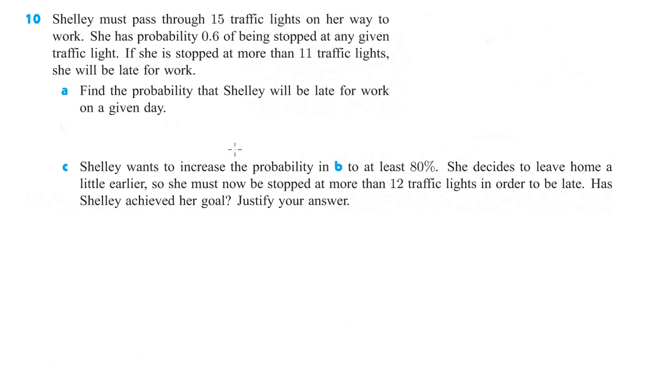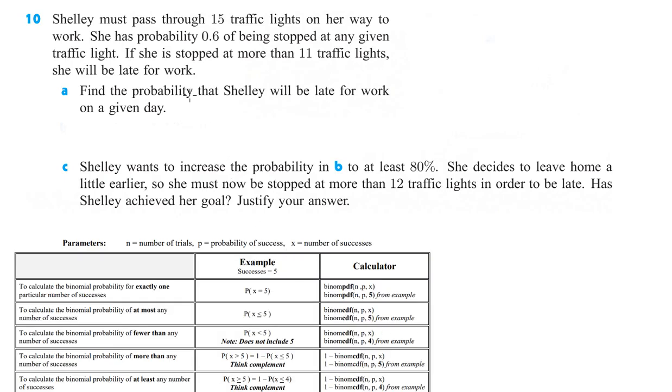Number 10. Shelley must pass through 15 traffic lights on her way to work. She has a probability of 0.6 of being stopped at any given traffic light. If she is stopped at more than 11 traffic lights, she's going to be late for work. Find the probability that Shelley will be late for work on a given day. So here's our info: 15 traffic lights, probability of 0.6 of being stopped.